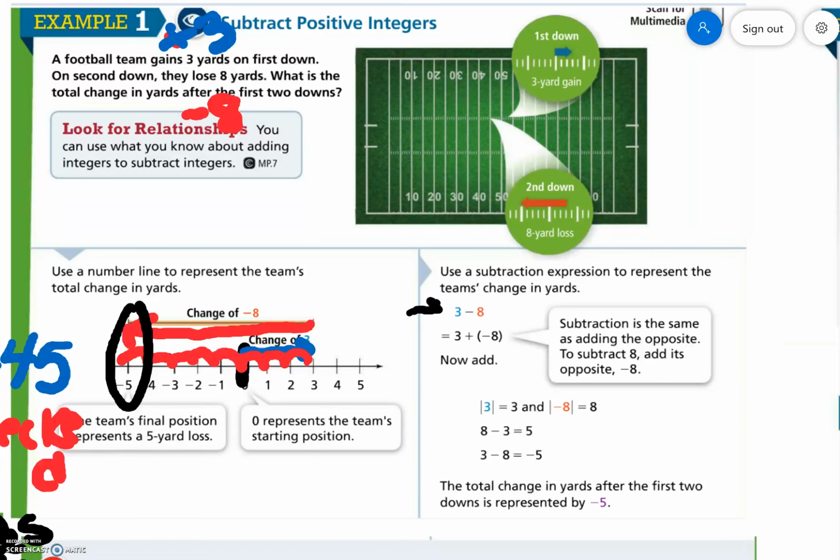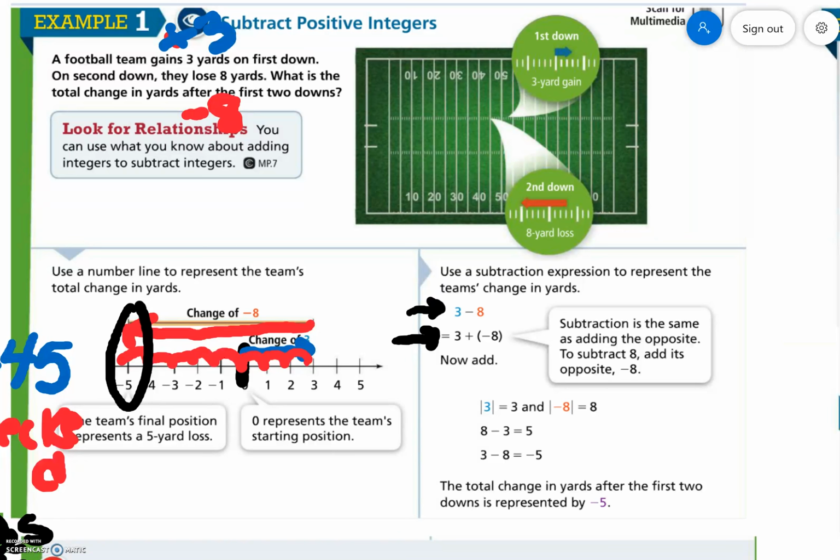So here they're showing 3 minus 5, but they're also showing you that subtraction is the same exact thing as adding a negative. So you can do either. You can either do subtraction, or if you feel more comfortable with it saying adding a negative, that's fine as well.